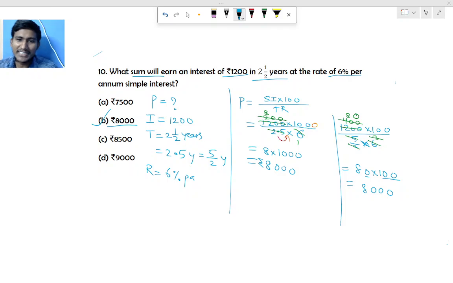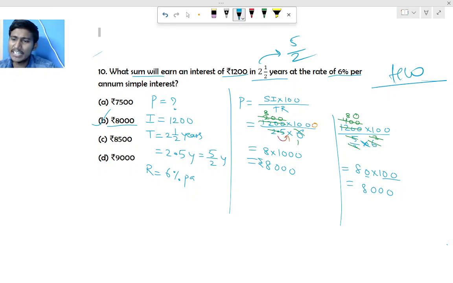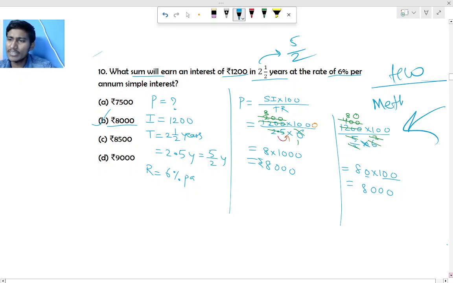So next question, 10th, is also homework. It is the same way, just it is 2.5 years. For this, 2.5 years will be 5 by 2. So 5 by 2, if it goes to that side, it will be reversed. So it will be 2 by 5. So multiply with 2 by 5. Understand? Or you can take it as I have done here. Follow this method and you will get the answer easily.